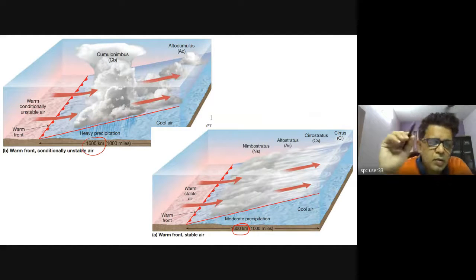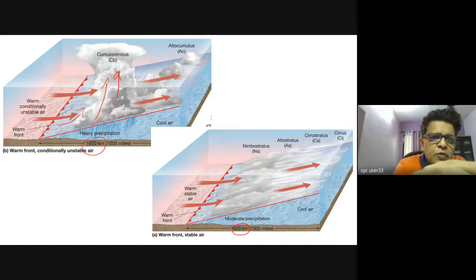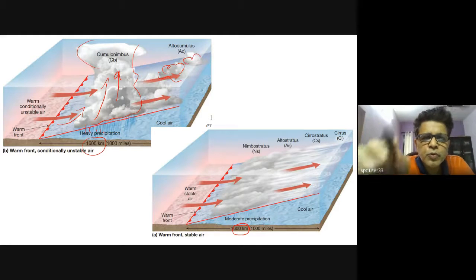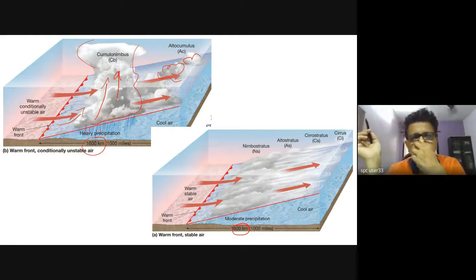Okay, now what is happening? You'll see that the warm air is unstable basically because it's being pushed up, and this leads to the formation of cumulonimbus clouds, and these are going to cause a lot of heavy precipitation. As they move further, of course, they break up into smaller bunches of altocumulus clouds.